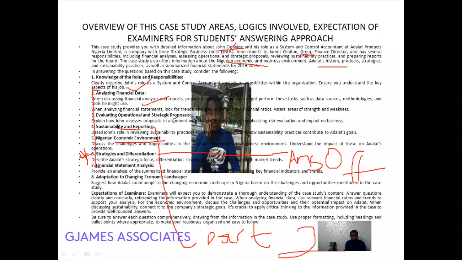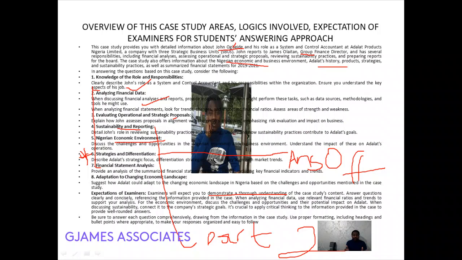Now, overall, the examiner will expect you to demonstrate a thorough understanding. I've said that over and over. Answer the question clearly, concisely. That is, don't use too many words. Just marshal your points, because they have a lot of things to mark. Don't waste their time with many words. Okay?